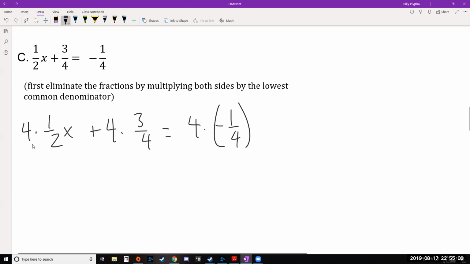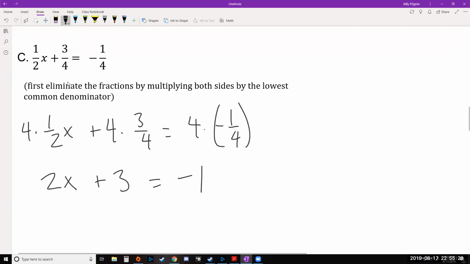And now when we do this, we can either cross multiply or multiply and divide. Let's just make it simple here. 4 times 1/2, that's the same thing as taking half of 4, which would be 2. So we get 2x. Here we have a 4 on top and a 4 on bottom. So these 4's cancel, and it just leaves us with a positive 3, or plus 3. Same thing over here. The 4 on top, 4 on bottom, they cancel. So we end up with a -1.